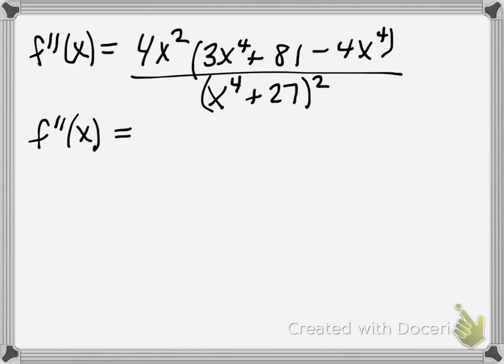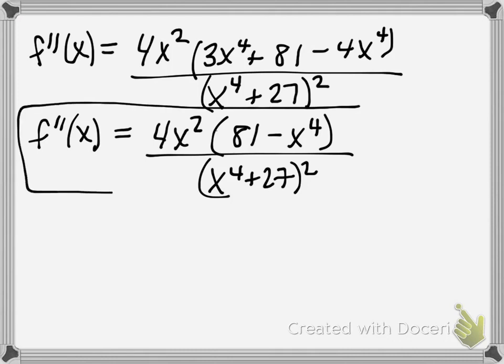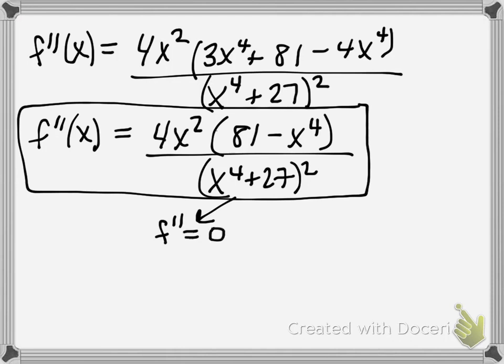So it looks like my simplified second derivative right now is 4x squared times 81 minus x to the fourth, all divided by x to the fourth plus 27, the quantity squared. Now the second derivative is going to give us an idea about concavity. So we want to figure out where the second derivative changes sign. So we know that it can change sign at a point where it is equal to 0, one of the zeros, and it also might change sign at a point where it is undefined.